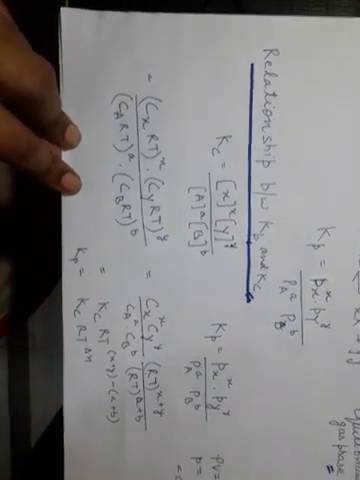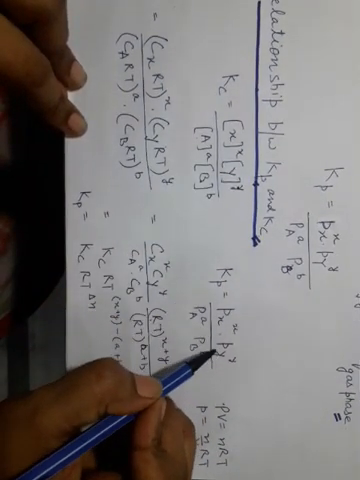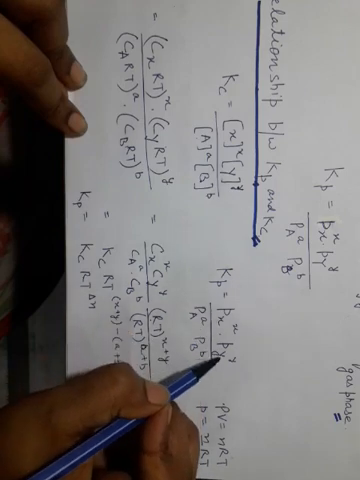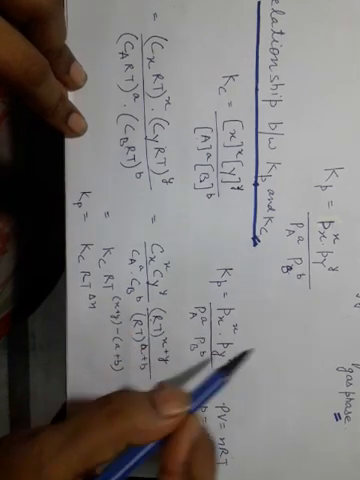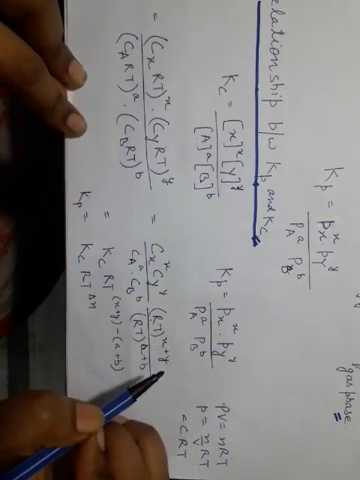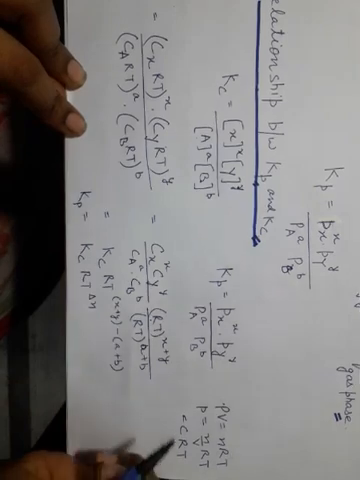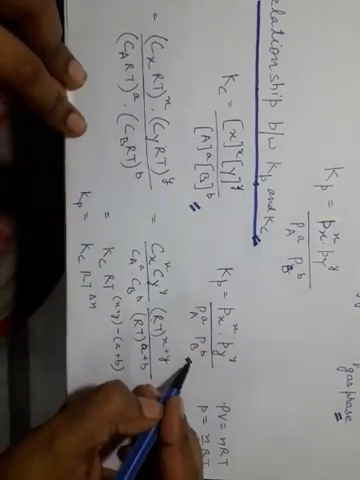And Kp is equal to the product of, not concentration, but partial pressure of products divided by the product of partial pressure of reactants raised to the power of their stoichiometric coefficients. So we have to derive the relationship between Kp and Kc.